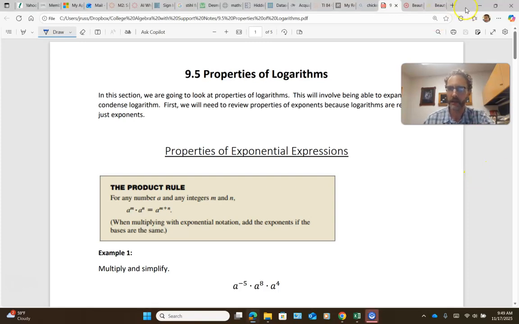Alright, welcome back guys. We're going to look at section 9.5. And guys, by the way, we're nearing completion, just so you know, in case you're getting distressed. We still need to cover 9.6 and then 9.7. But we're going to do half of 9.5.